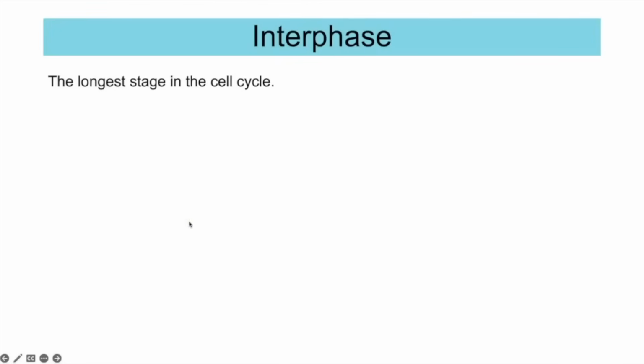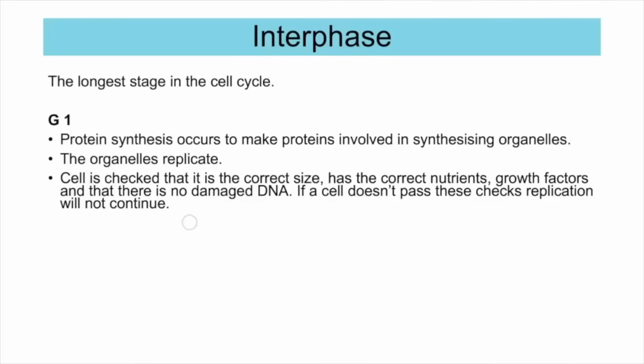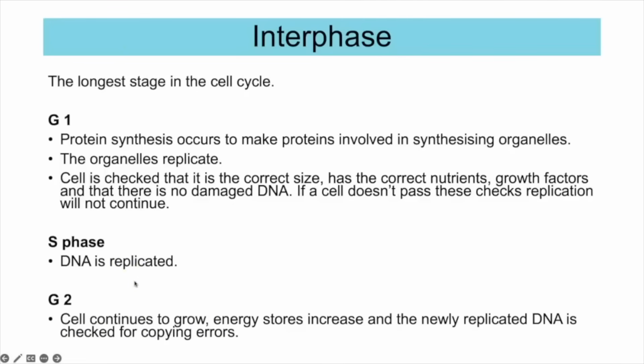So let's begin with interphase, and this is the longest stage of the cell cycle. G1, which is the first part of interphase, is when protein synthesis occurs to make proteins involved in synthesizing organelles. The organelles then replicate. The cell is checked that it is the correct size, has the correct nutrients, growth factors, and that there is no damaged DNA. If a cell doesn't pass these checks, then replication does not continue. Then we have S phase, and this is when DNA is replicated.